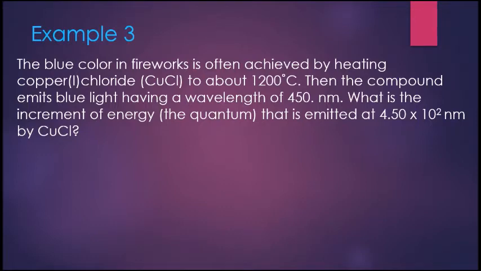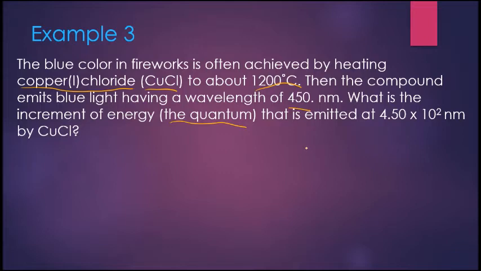So now we're going to look at doing a problem where we have to figure out the energy. Blue color in fireworks is often achieved by heating copper(I) chloride, or CuCl, at about 1200 degrees Celsius. When the compound emits blue light having a wavelength of 450 nanometers, what is the increment of energy, the quantum of energy, that is emitted in that process?